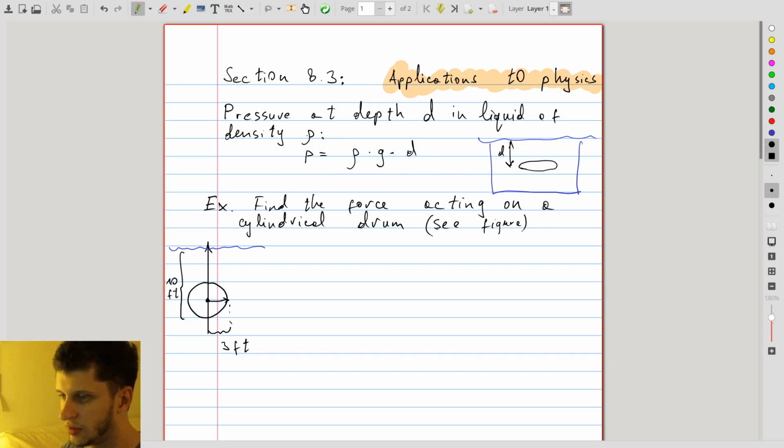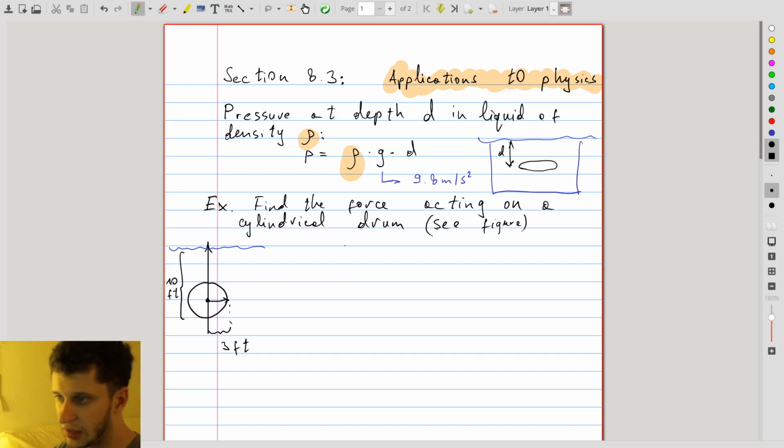we have density rho of the surrounding liquid. We have g, the gravitational constant, which in metric units is 9.8 meters per second squared. And finally d, the depth. So if you have something that's submerged in the liquid at the depth d, you can compute pressure of the liquid at the depth using this formula here.